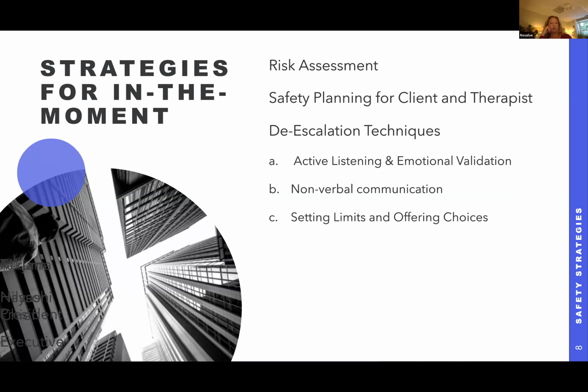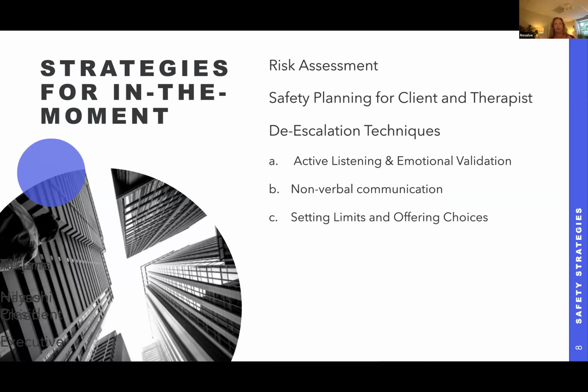So that might actually be a tool to use to help that in some capacity. But a lot of times what we're going to do is try to de-escalate the situation. Depending on how comfortable you are with those different techniques, there are things to think about. Of course, there are three different things: active listening and emotional validation, nonverbal communication, and then setting limits and offering choices.